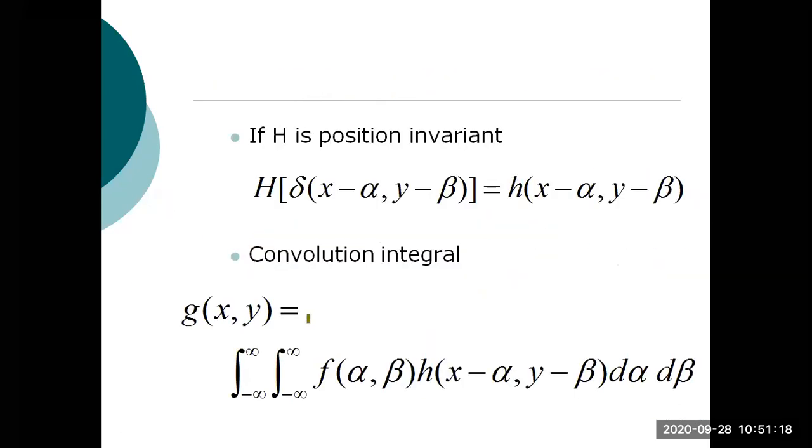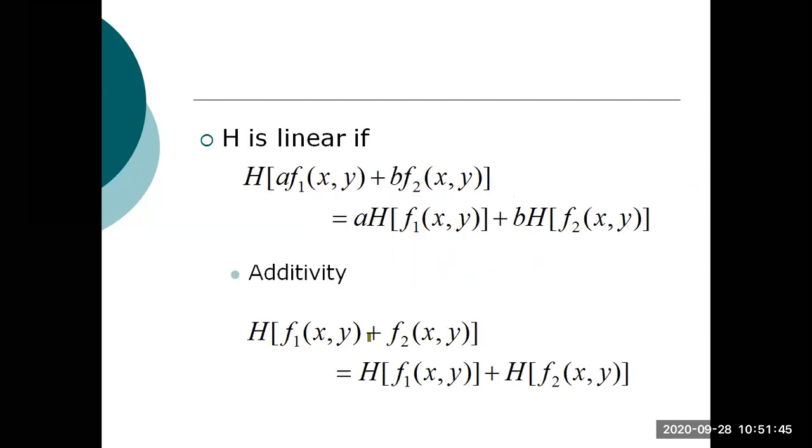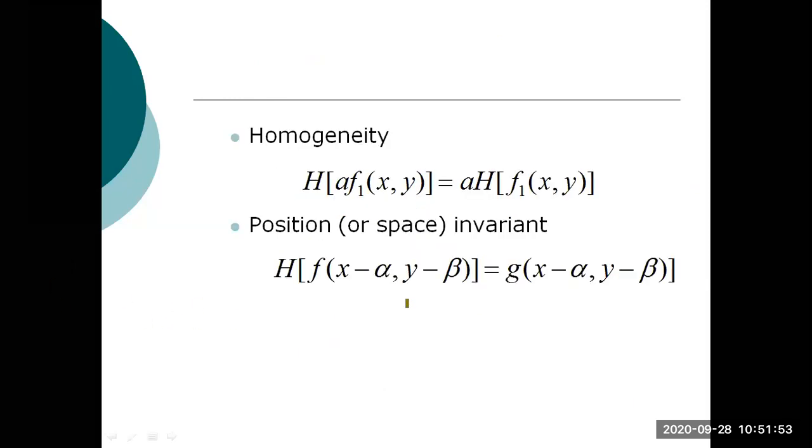Today we have discussed the topic of linear position invariant degradations. The blocks used in our degradation model are H, capital H, additive noise plus, and last one is the restoration filters. In the entire process, the system must be linear and position invariant. There are two conditions. This is the linear condition, in which we use additivity and also homogeneity. After this, position invariant.